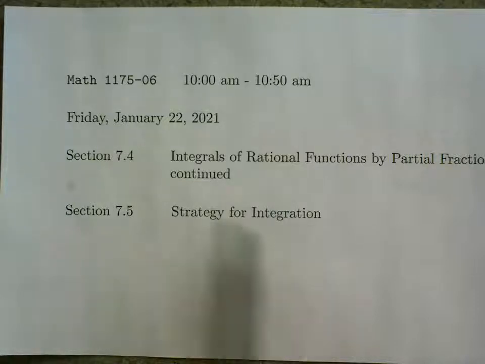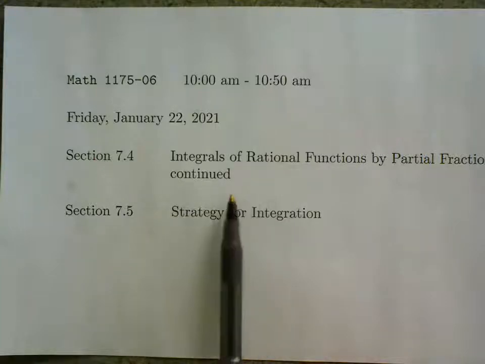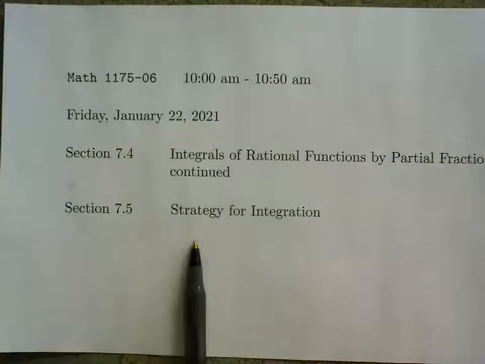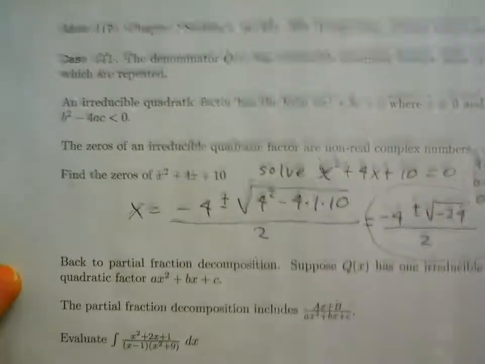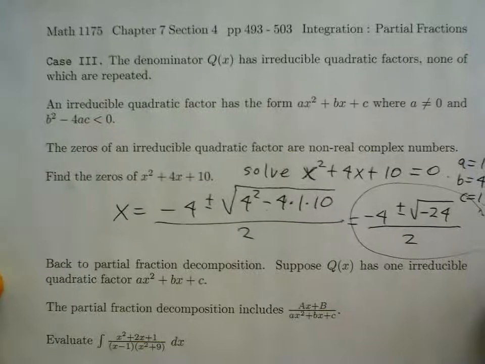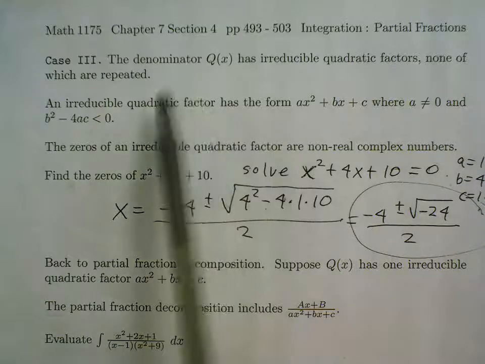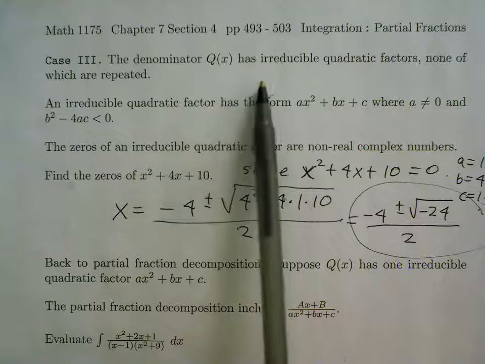We'll continue in section 7.4, integrals of rational functions by partial fractions. If there's time, we'll start section 7.5 on strategy for integration. We were discussing case 3 of the partial fractions method. In this case, the denominator Q of x has irreducible quadratic factors, none of which are repeated.